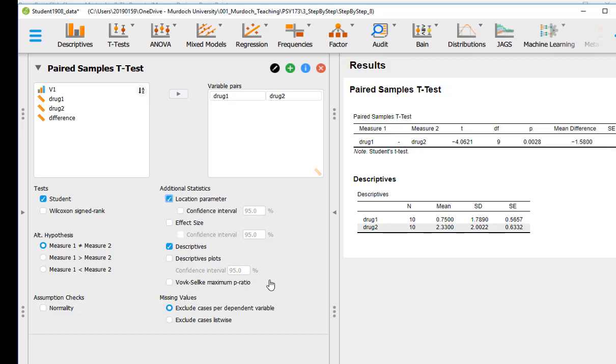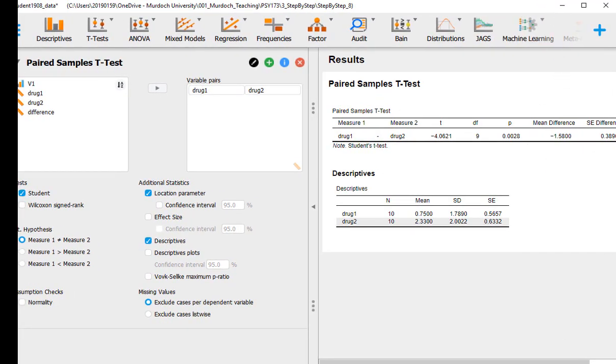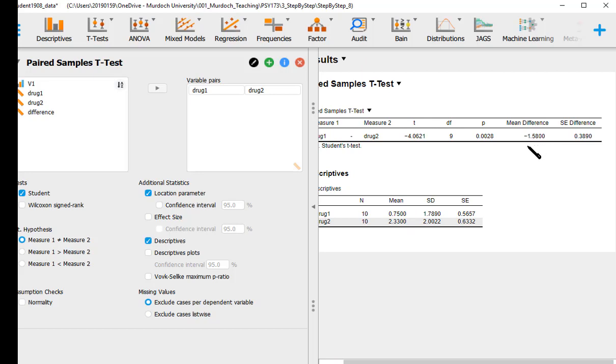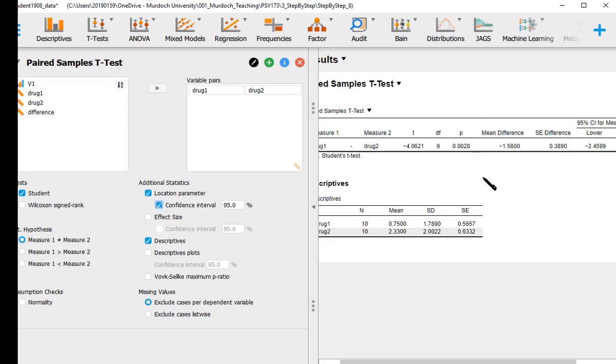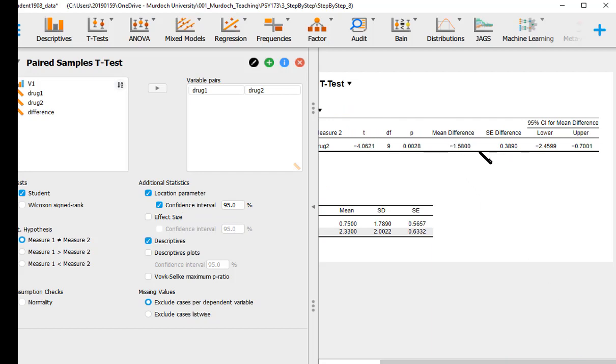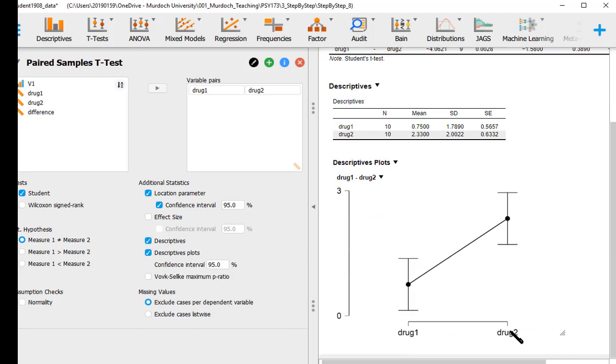We can have more information. Location parameter, it shows the mean difference. Okay, so the mean difference is minus 1.58, and the standard error of the difference is 0.389. And we can have a confidence interval for the difference. So the confidence interval for the difference is minus 2.46 for the lower bound, and the upper bound minus 0.7. Okay, we can have descriptive plots that show us drug 1, drug 2, and some measurement of variability here.